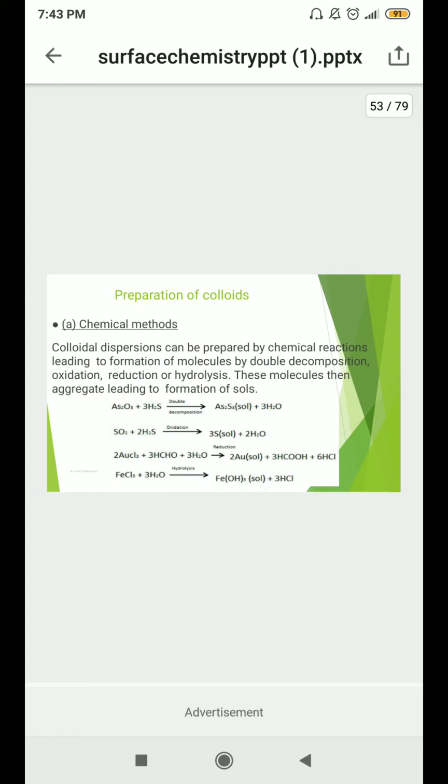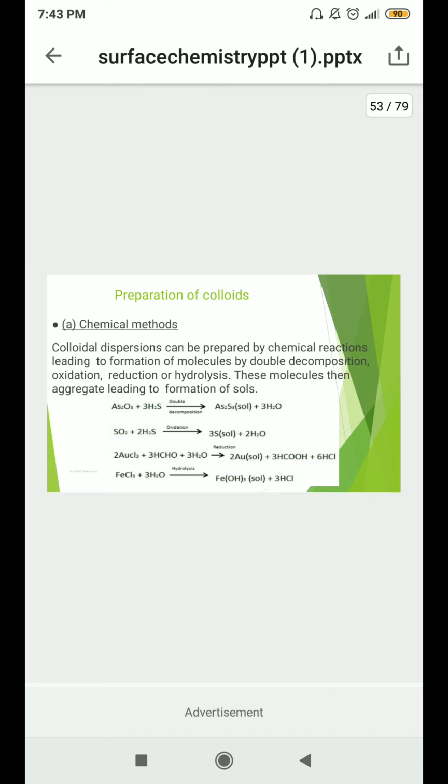Now talking about the preparation of colloids, again a very important part of this surface chemistry. Okay, what is the chemical method? The colloid dispersion can be prepared by chemical reactions leading to the formation of molecules by double decomposition, oxidation, reduction or hydrolysis. These molecules then aggregate, leading to the formation of sols.